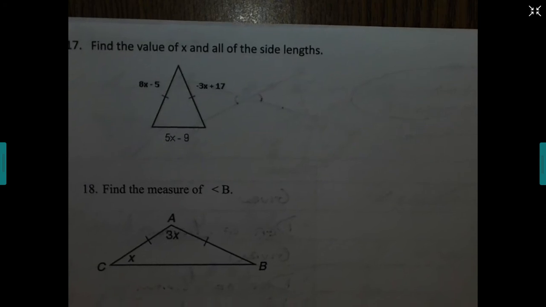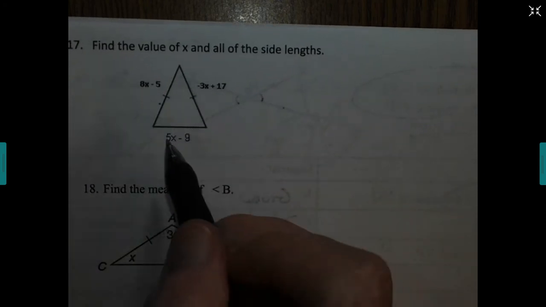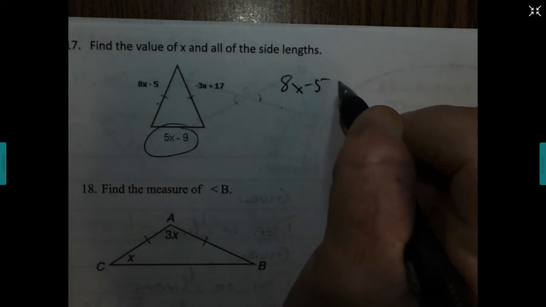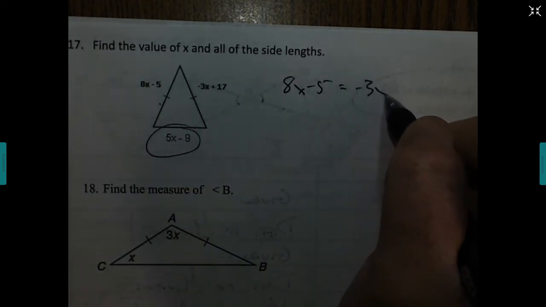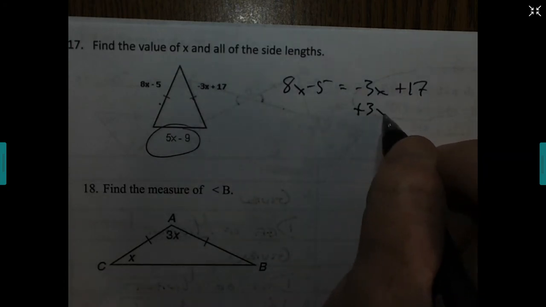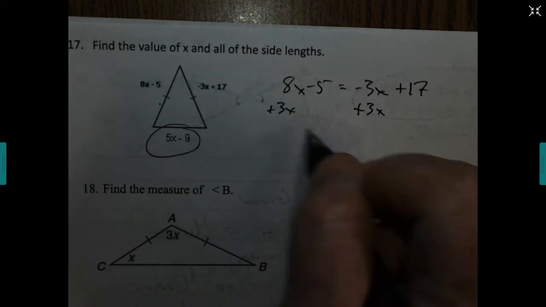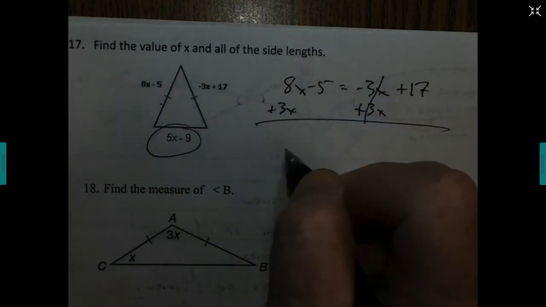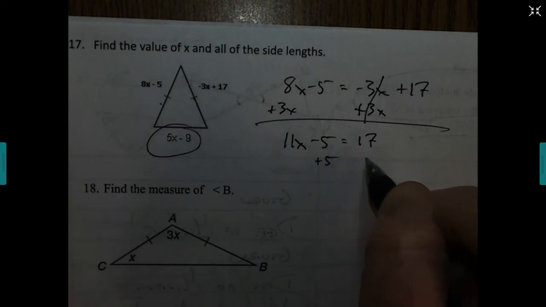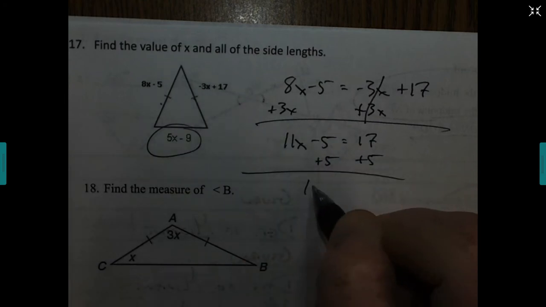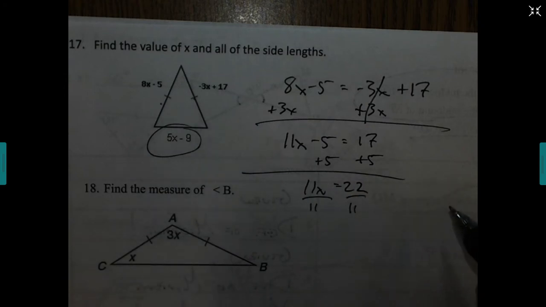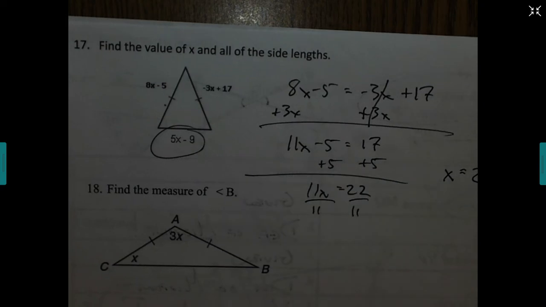All right. Here, they've told me 2 sides are the same. I don't need to use this. I'm going to say 8x minus 5 equals negative 3x plus 17. I'm going to add 3x over here to get rid of that. I got 11x minus 5 equals 17. And if I add 5 over here, I got 11x equals 22. Divide both sides by 11. X happens to be 2.